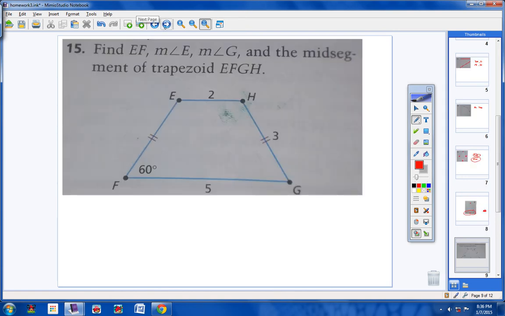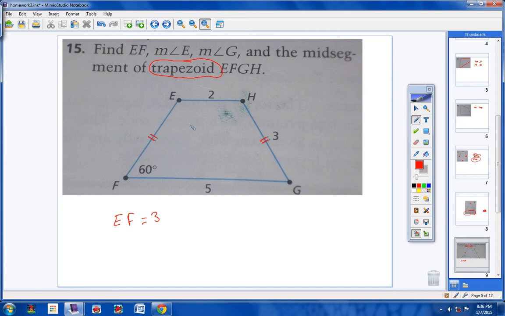Alright, number 15, find the length of EF. Okay, well look, there's 2 marks here, and there's 2 marks here, so we know these two sides are congruent, so EF equals 3. Now, find the measure of angle M. Well guys, this is an isosceles trapezoid, okay? We know it's a trapezoid because it says it right here. We know it's isosceles because of the two congruent sides.